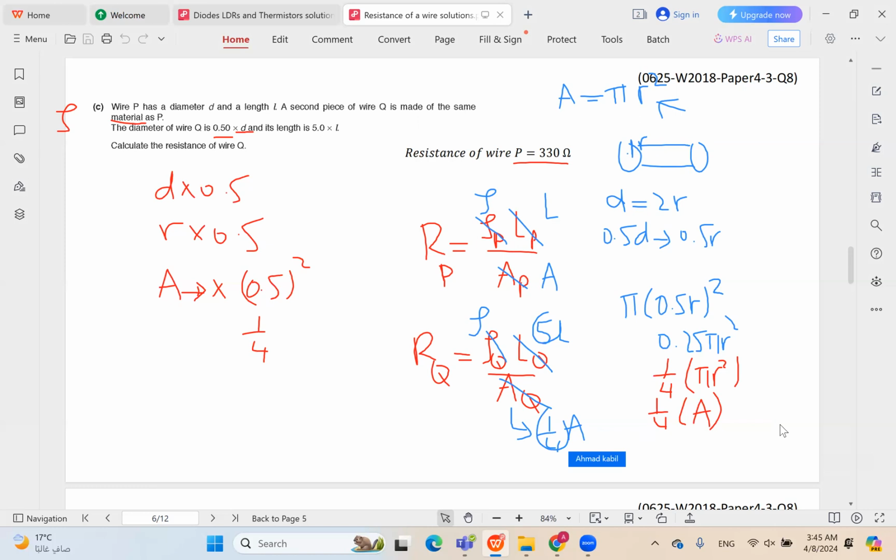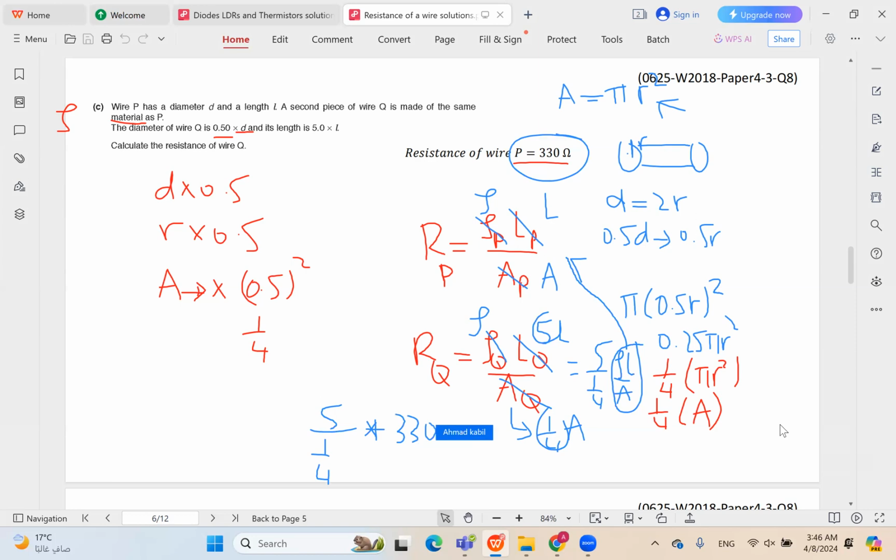So we have 5 over 1 over 4 times rho L over A. Rho L over A is the resistance of the original wire, which is equal to 330 ohms. So this is just 5 over 1 over 4 multiplied by 330. So if you divide 5 by 1 over 4, this is the same as 5 times 4. So this is just 20 times 330. And you can use your calculator to figure this out. And this gives you 6,600 ohms. This would be the final answer here.